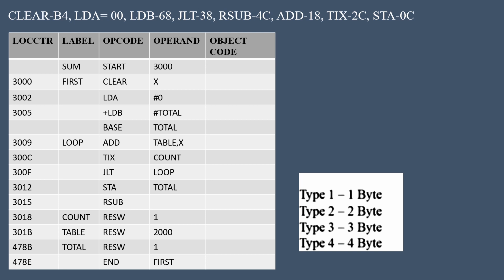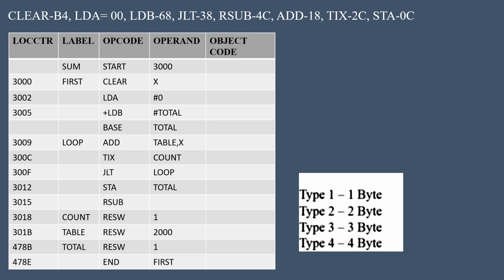Then here we have CLEAR X. X is a register, which is type 2, so 2 bytes have to be added. So 3000 plus 2 is 3002 as our next location counter value. And then later we have LDA #0. As #0 is of immediate type, which is type 3, 3 bytes have to be added, that is 3002 plus 3 is 3005.